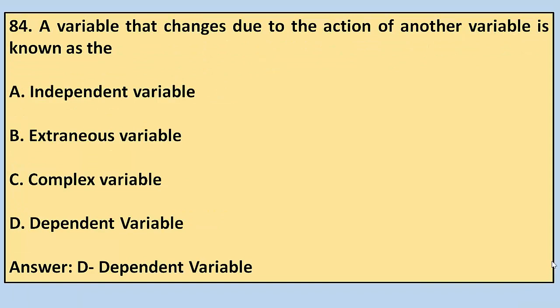Design and method. A variable that changes due to the actions of another variable is known as: independent variable, extraneous variable, complex variable, or dependent variable. Answer is D. Dependent variable.